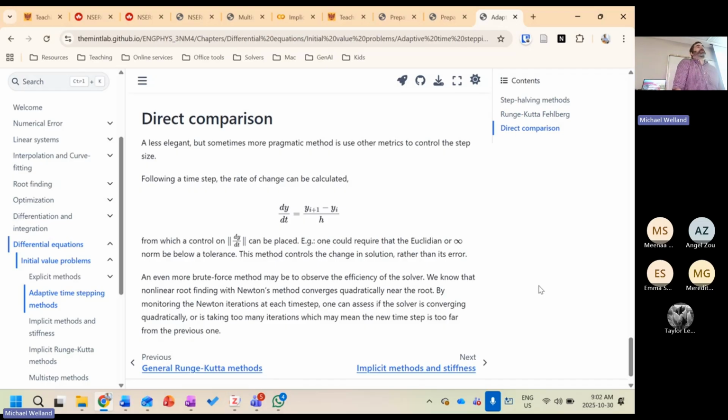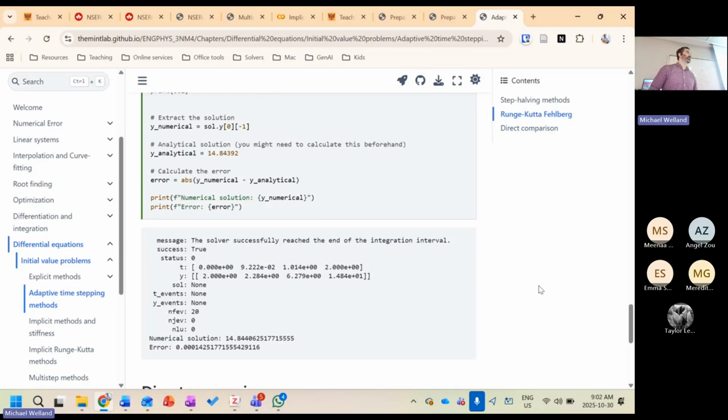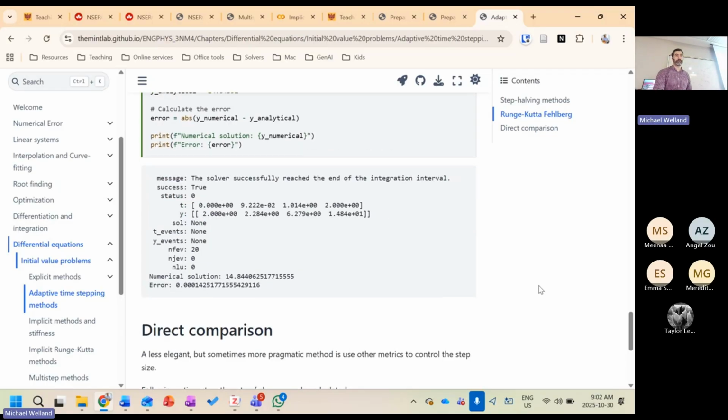There are other ways that you could check whether or not you want to change your time step. Anybody think of any? I already hinted at one of them.